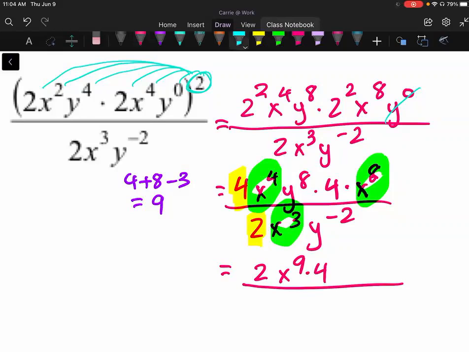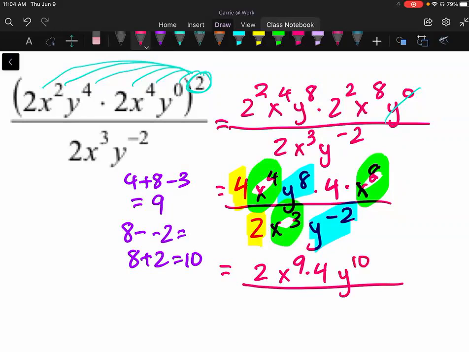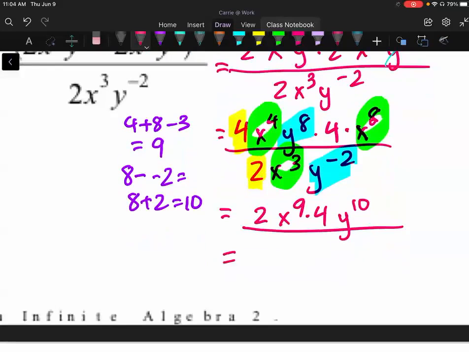And then we're going to do the same thing with our y's. So y to the 8th over y to the -2. The work I'm going to do here is 8 minus -2, which is the same thing as 8 plus 2, which is 10. So it's going to be y to the 10th. And I actually end up with nothing on the bottom, so I don't have a denominator here. Last step that I should have done earlier is multiply 2 and 4, which is 8. So this is going to be 8 x to the 9th, y to the 10th.